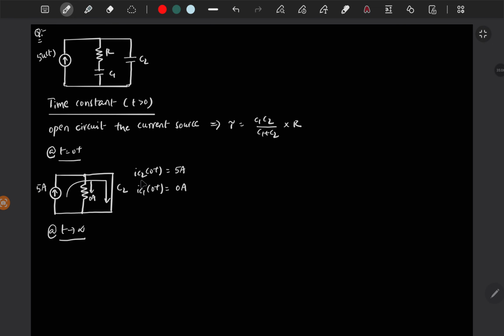So at t is equal to 0 plus, only the capacitor C2 starts charging. Immediately if it develops some voltage, then the capacitor C1 starts charging. That is how this circuit works. So for t tends to infinity, 5 amps, and both are open circuited.